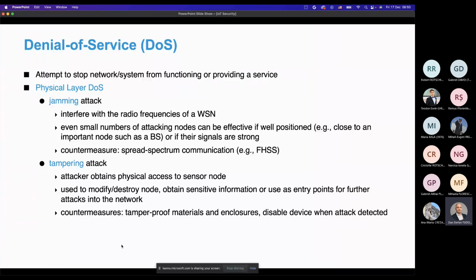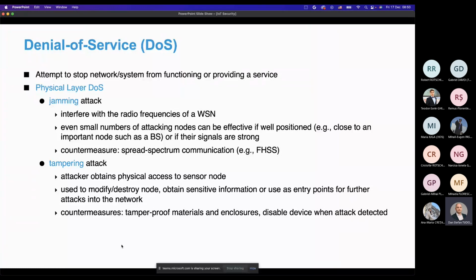Even a single attacking node can disable the network if it's positioned at a critical node. For example, if you position such an attacking node close to a gateway, which guides the traffic from the entire network towards the internet, by disabling the gateway you can disable the entire network. So you can effectively cut the transmission pathway between the network and the users who connect to the internet.